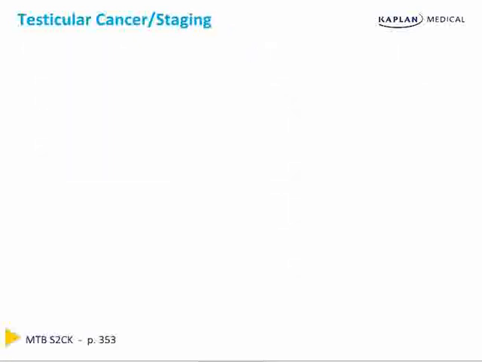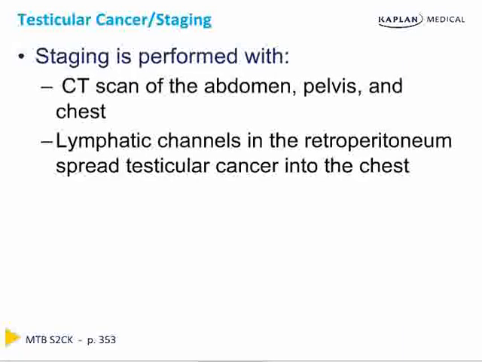Once the diagnosis of testicular cancer has been made and the tissue has been looked at under the microscope by a pathologist and the exact histologic type of cancer has been determined, the next best step is to perform a staging workup. The best staging exam for testicular cancer is a CT scan that includes the abdomen, pelvis, and chest.